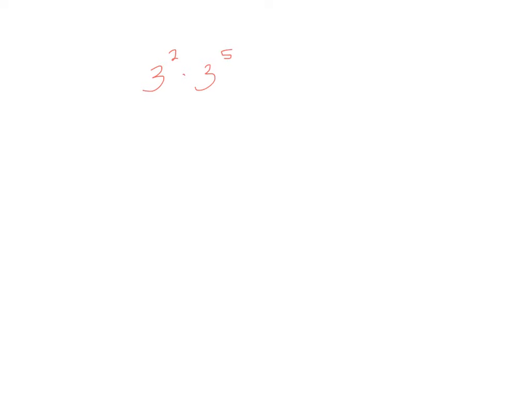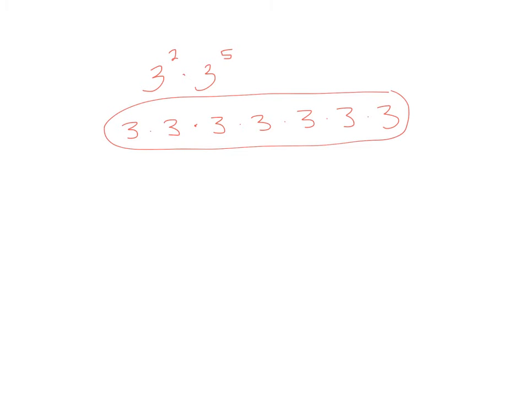What that's saying is if we look at this first part right here, 3 to the 2nd, that's going to be 3 times 3, and 3 to the 5th is going to be 5 of those. 1, 2, 3, 4, 5. And if we were to write this as an exponent, this would be 3 to the 7th. And so it's a shortcut for us.